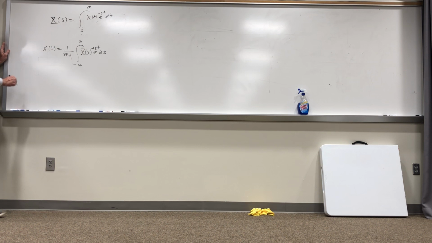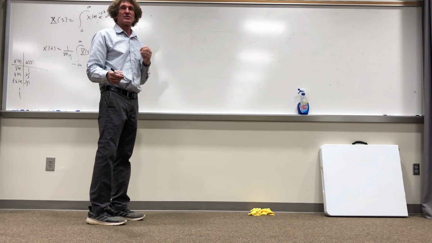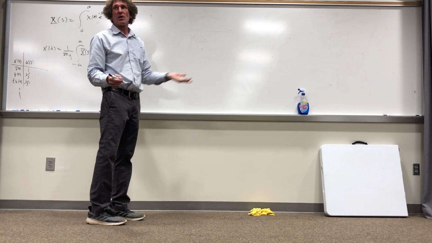Just to mention a few, if this is x of t and this is X of s, a delta function goes to 1. u of t goes to 1 over s. t u of t goes to 1 over s squared, and so forth. We could populate a table very quickly, but you've worked with those a lot. So these are common Laplace transforms, right, class?